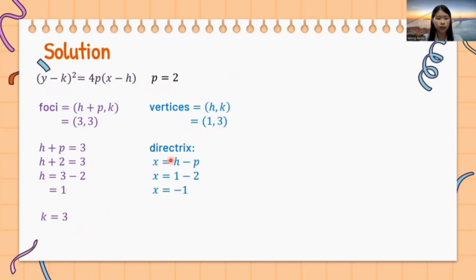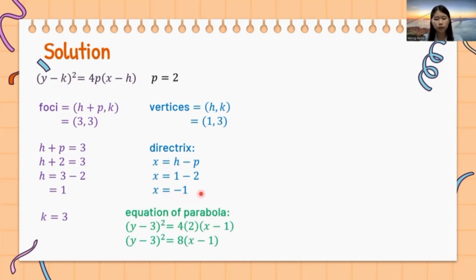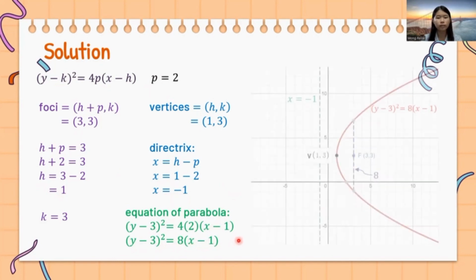And the next one is the directrix. And then we will get x equal to negative 1. For the last one, the equation of the parabola, we just substitute the values of h, k, and p. So you will get (y minus 3) squared equals 8 times (x minus 1).